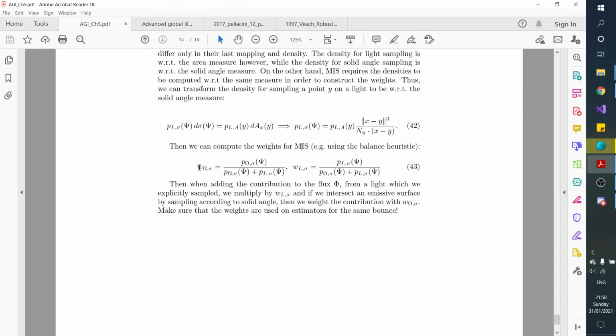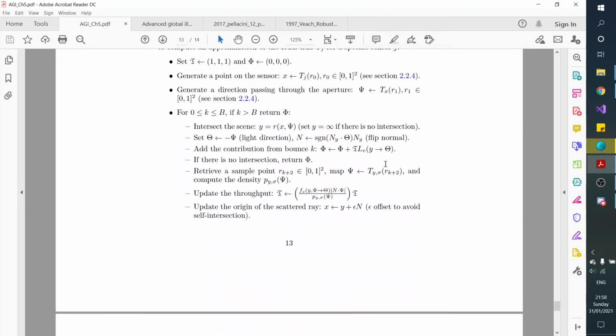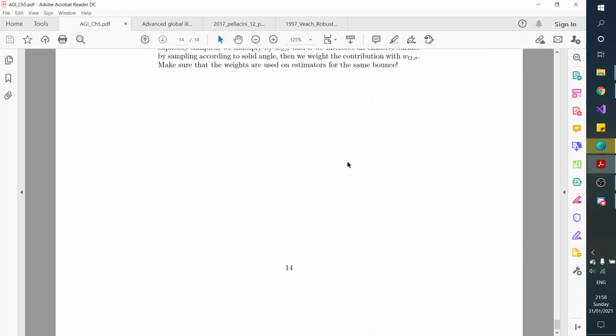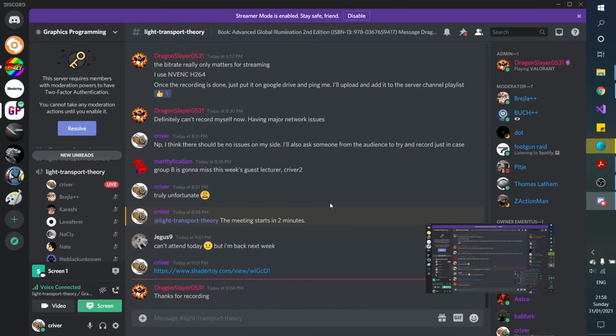Then you can construct the weights for the solid angle and for the light source sampling. The only difference is that when you add the flux, you also multiply by a weight. So that's really it. I think this concludes it. Questions on that?